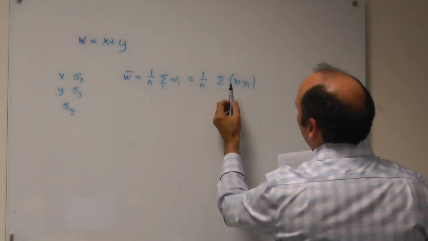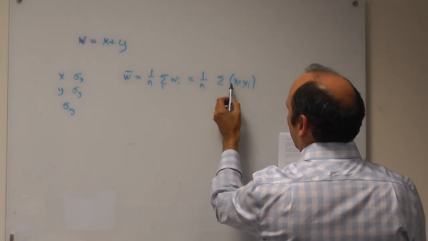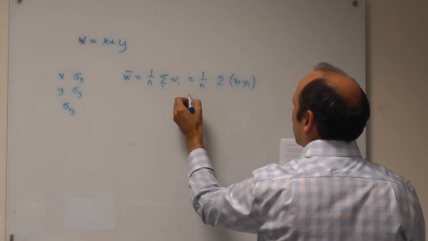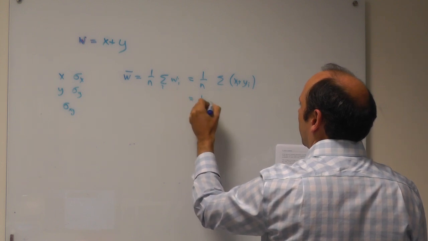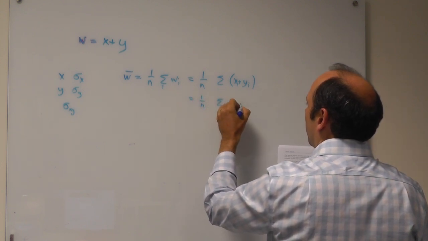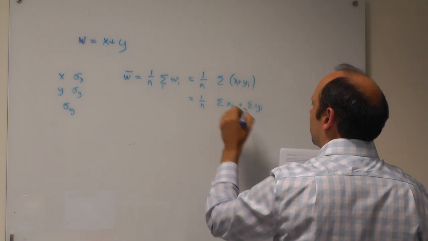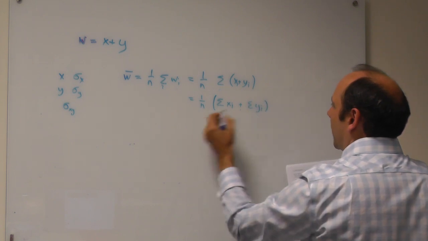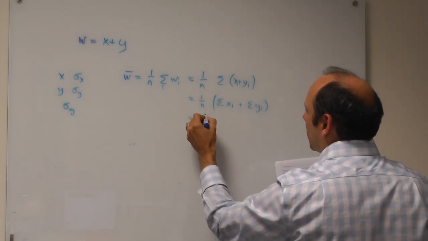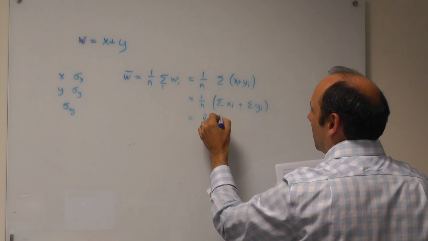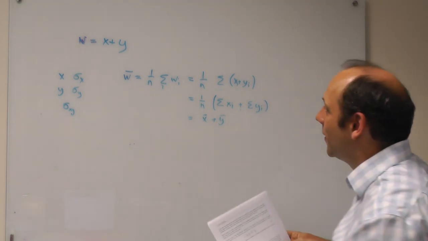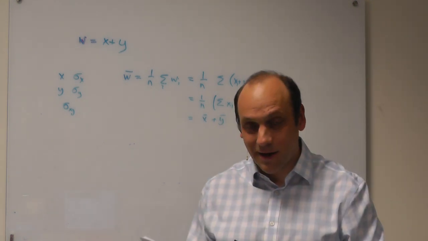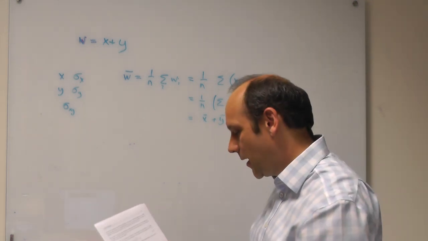And we can then say, well, okay, the sum of x plus y is equal to the sum of x's plus the sum of y's. So that's equal to 1 over n times the sum of xi plus the sum of the yi's. And because we're dividing by our n measurements, that's just going to be equal to x bar plus y bar. So for addition, the mean of w is equal to the mean of x plus the mean of y. Great, okay, that should be obvious, hopefully.